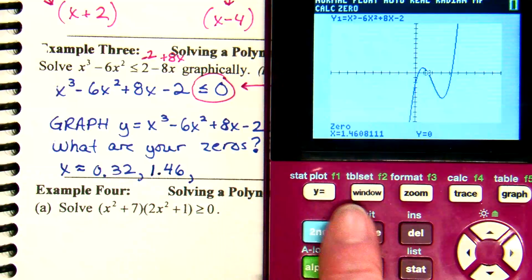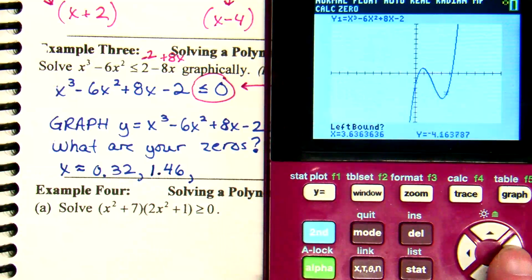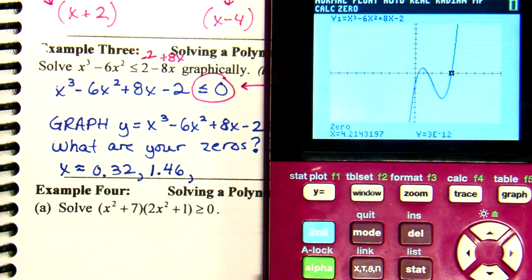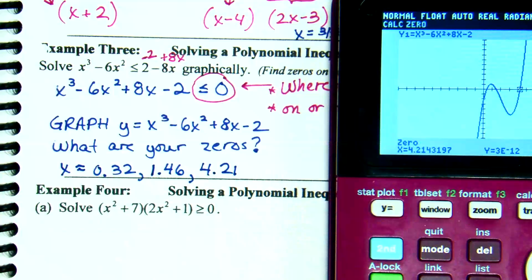One more. Are you practicing these? Do you know how to find them? I hope. Okay, left bound, I'm before my last x-intercept. Right bound, I go past it. 4.2143197, or approximately 4.21, if you would. Okay, those are your zeros, right?